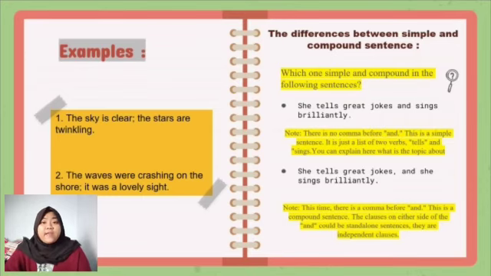She tells great jokes, and she sings brilliantly. Note this time there is a comma before and. This is a compound sentence. The clauses on either side of the and could be standalone sentences. They are independent clauses.